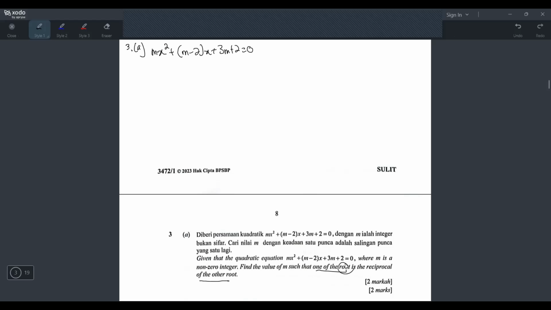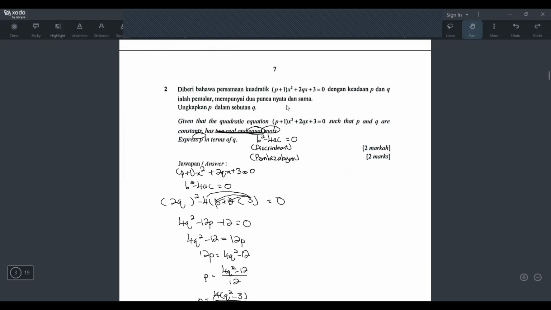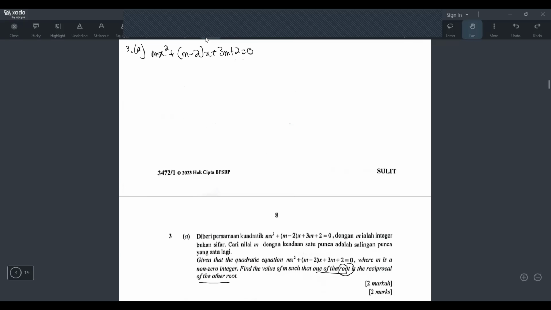So whenever you see the word roots, and they never say two different roots, two equal roots, or no roots, it means you will use the SOR POR method. The last question, number 2, they also mentioned roots, but they mentioned two equal real roots. That is why instead of doing SOR POR, you do the b squared minus 4ac. But this question, they mention the word root, but they never say two different, two equal, or no roots. So this is the SOR POR method.